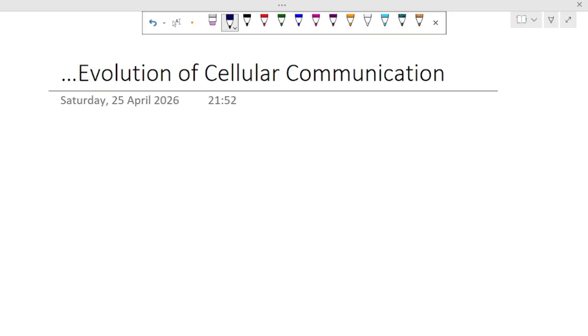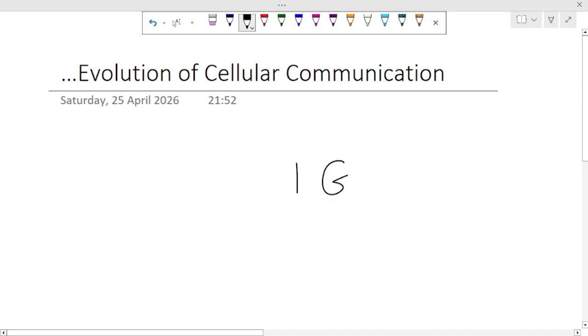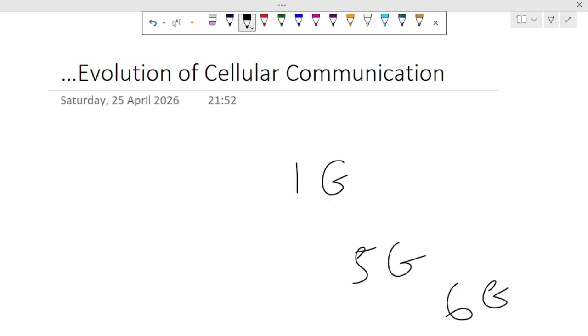So the evolution of the cellular network: where is the beginning? From the first time, the first generation, 1G, to the present time. Let's just stop at 5G. Although some persons are talking of the sixth generation, 6G, let's stop at 5G for now, because that's the current stage leading into the sixth one.